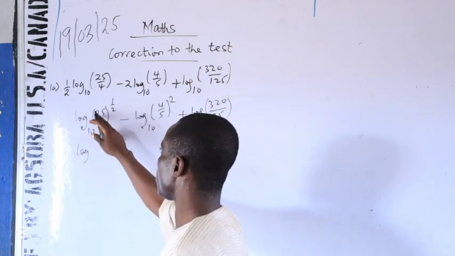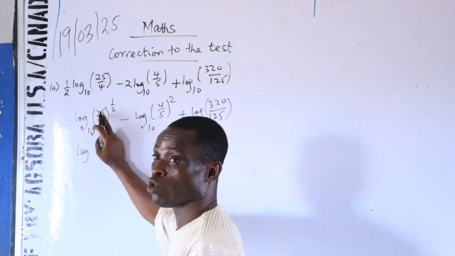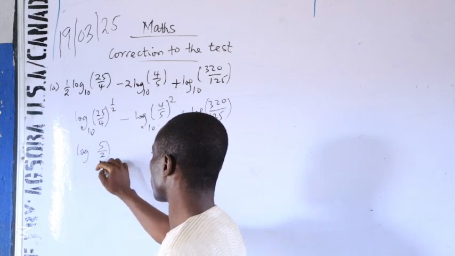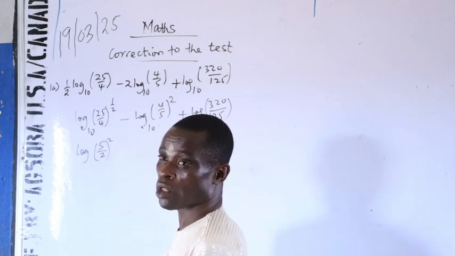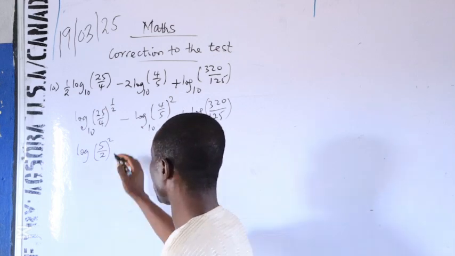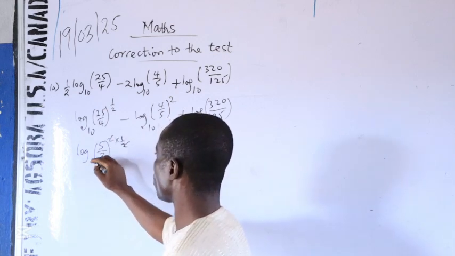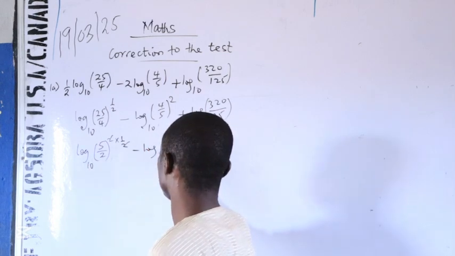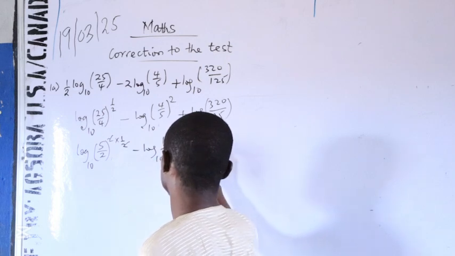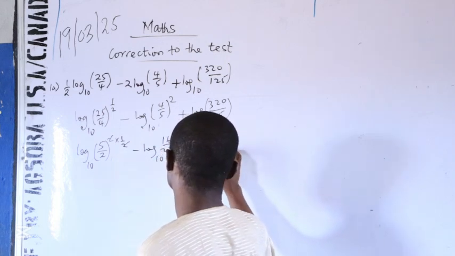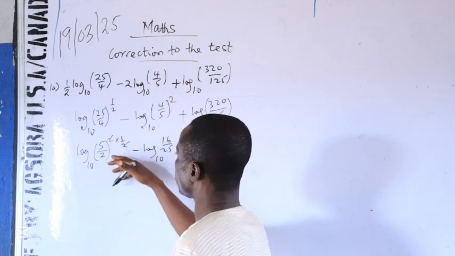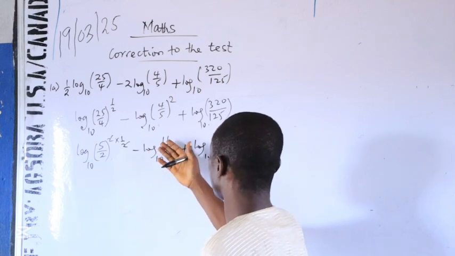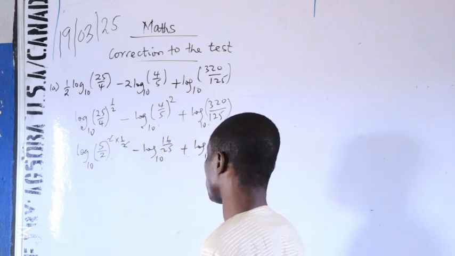Then, this is law of indices. You can express this as 5 raised to power 2, also 2 raised to power 2. You know, 5 raised to power 2 is 25, 2 raised to power 2 is 4, then times half. So you cut the 2. Then we have minus log 16 over 25, base 10, plus log 320 over 125, base 10. I can remove all these brackets because there's no value here again, so we can write it without putting it inside brackets.